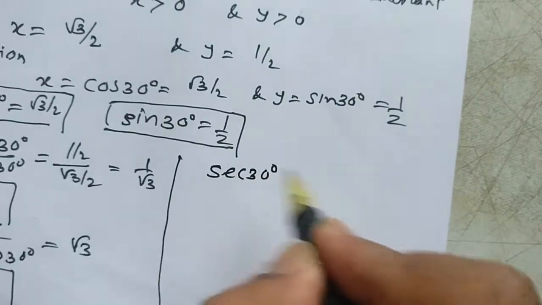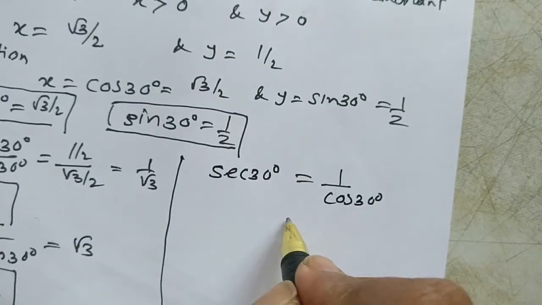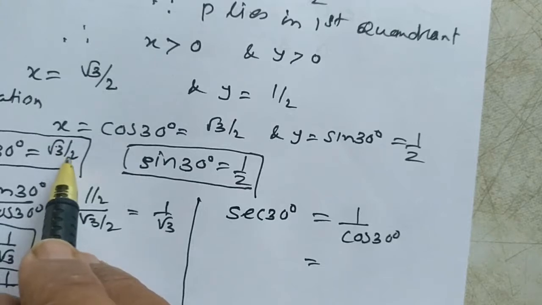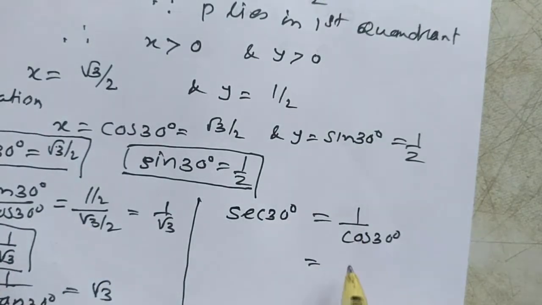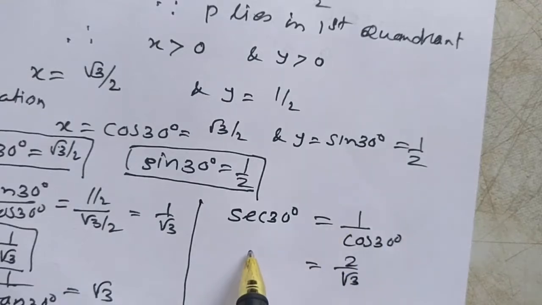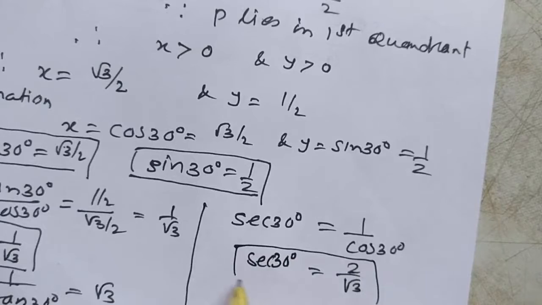Sec of 30 degree is 1 upon cos of 30 degree. So it is the reciprocal of cos of 30 degree, that is root 3 by 2. Reciprocal of root 3 by 2 is 2 upon root 3. So sec of 30 degree is 2 upon root 3.